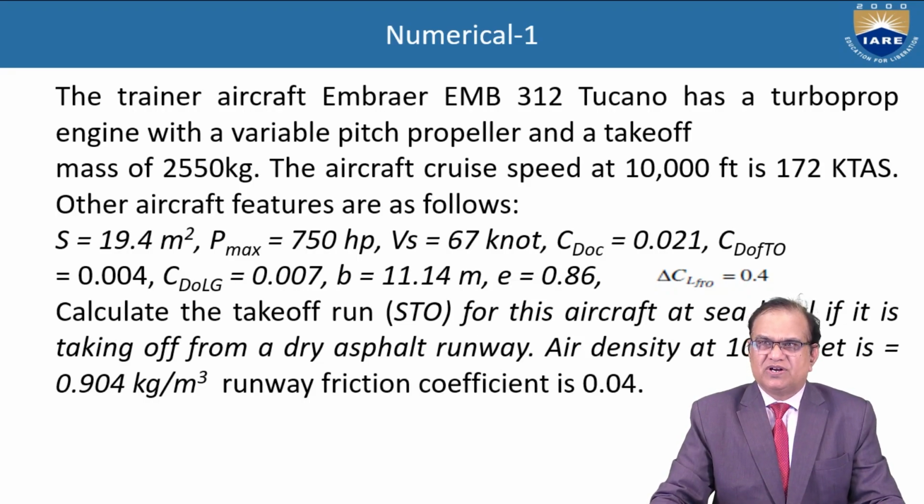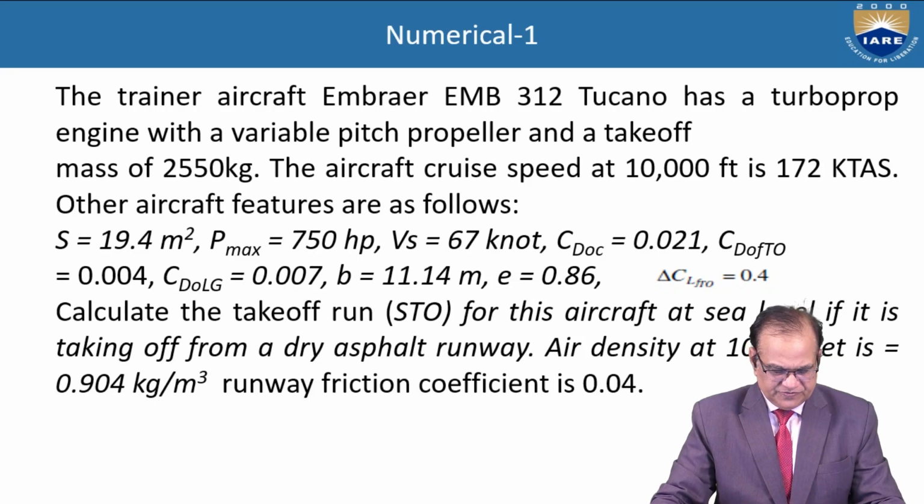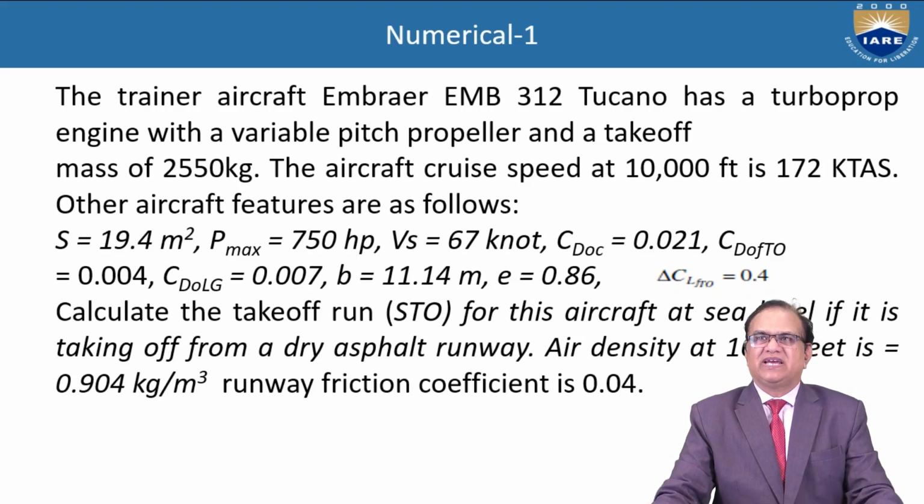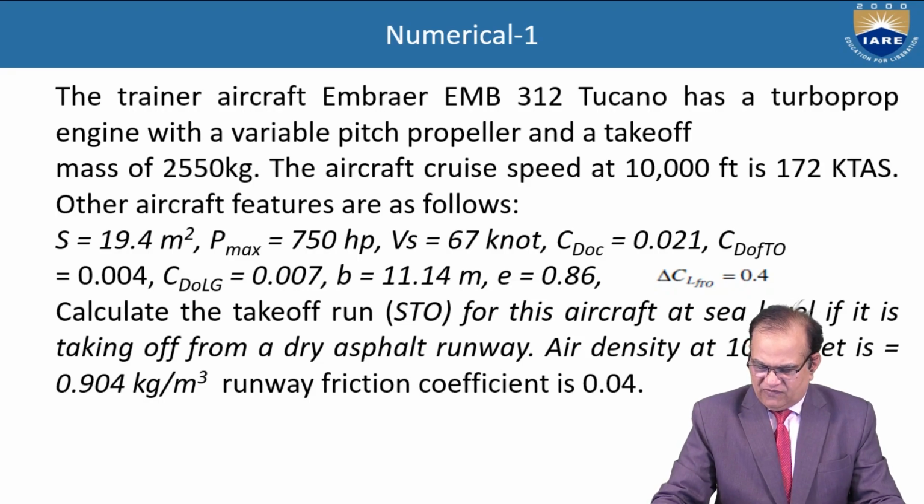CD naught is equal to 0.021. CD takeoff is equal to 0.004. CD naught of landing is 0.007. Span b is equal to 11.15 meter. e is equal to 0.86. Delta CL flap takeoff is equal to 0.4.